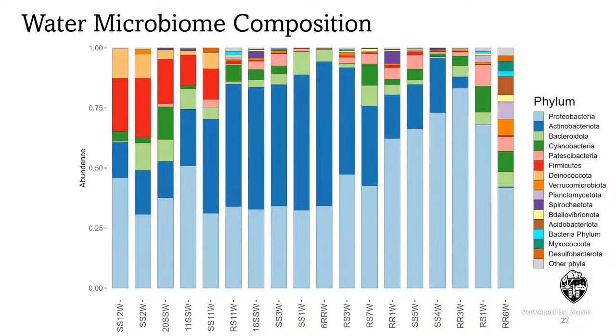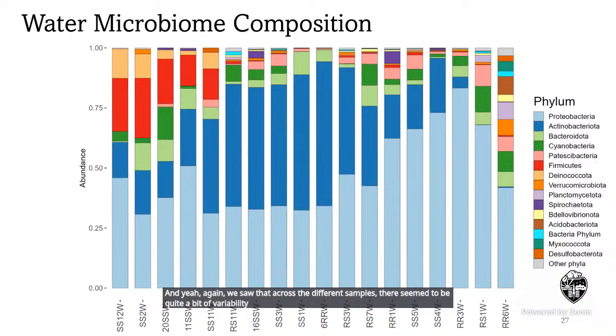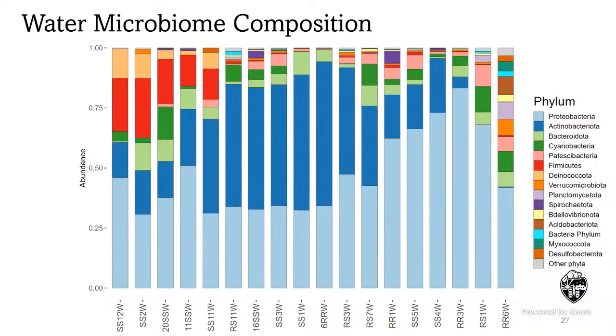Next, we took a quick look at the water microbiome samples. And again, we saw that across the different samples, there seemed to be quite a bit of variability in terms of their microbiomes. There was a microbiome present in the water.